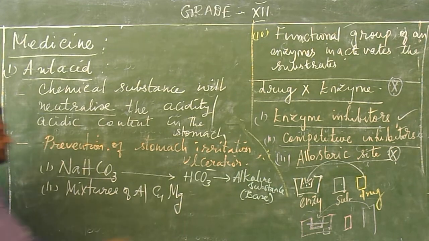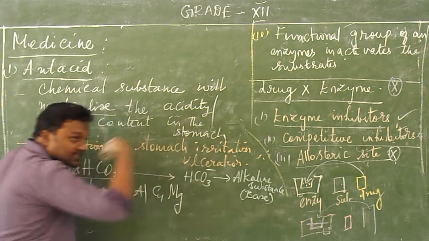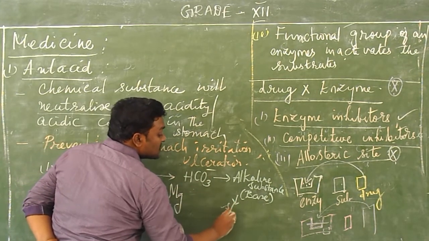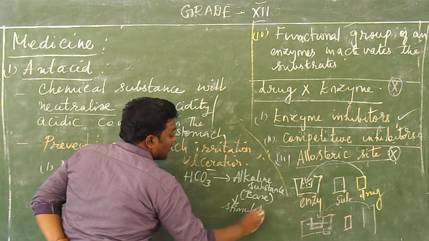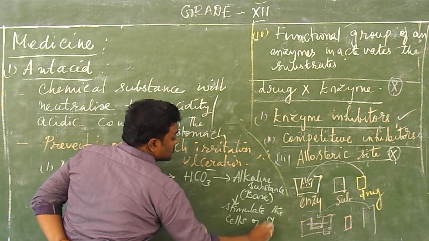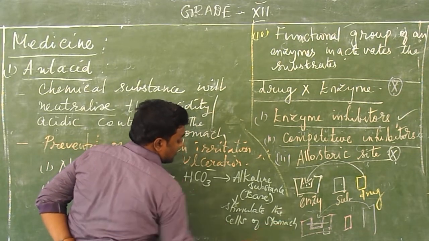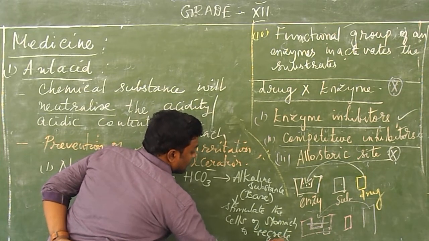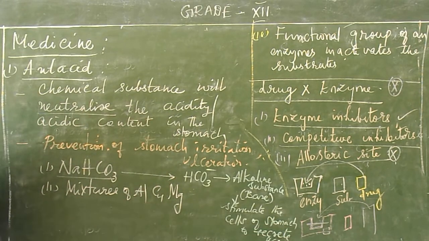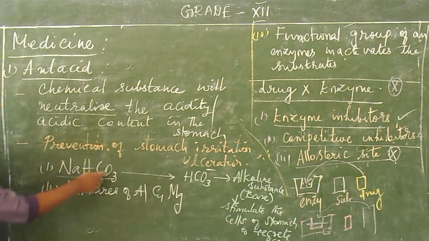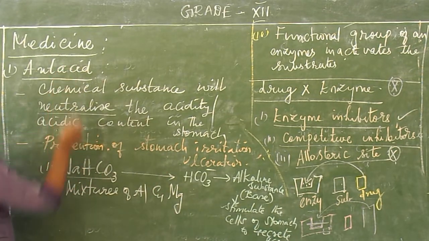Bicarbonate ion is an alkaline substance, which acts as a base. When we take a base inside our stomach, automatically this base will stimulate the cells of the stomach to secrete acid. Again, the acid content will be very high. There will not be any neutralization to take place. So automatically sodium bicarbonate cannot be taken as an antacid.